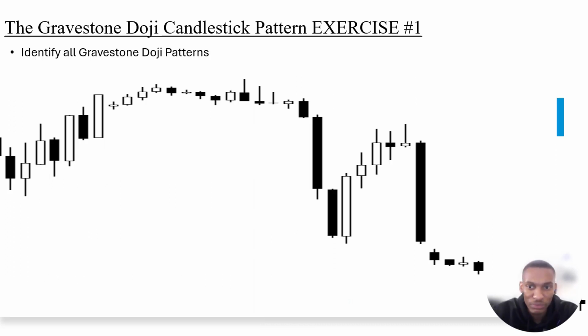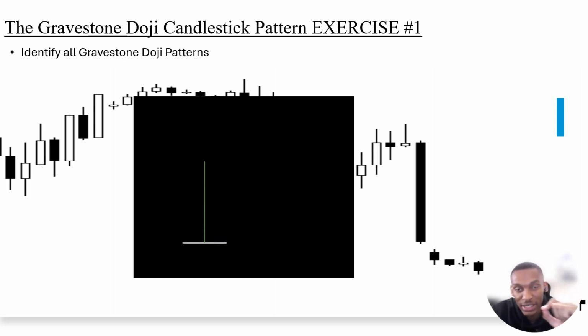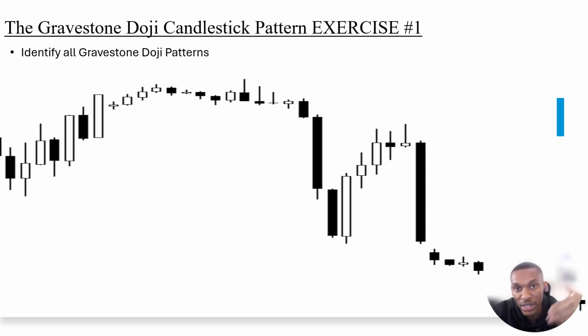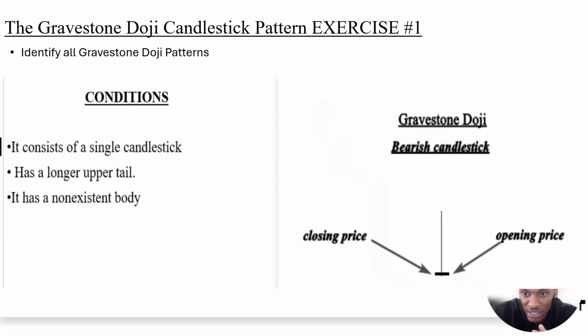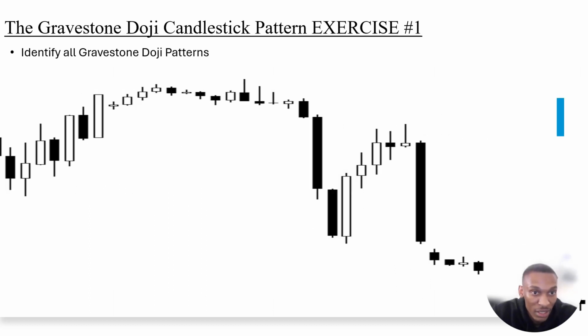Okay, let's do some exercises. From this chart here, I want you guys to identify the Gravestone Doji patterns. Again, think of the conditions and know where to look. It's effective at the top of the trend because it has a longer upper tail. First, the market pushed up and then got rejected. That's why we have that upper tail, which signifies a bearish rejection, meaning buyers lost power and then sellers came in and drove the market all the way down. So think of the three conditions: it consists of a single candlestick, it has a longer upper tail, and it has a non-existing body. You are looking at areas like this. This is where you have to look, guys. So pause the video, try to identify, and let's see if you can.